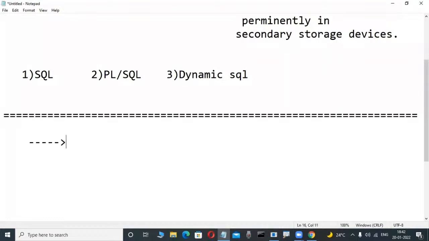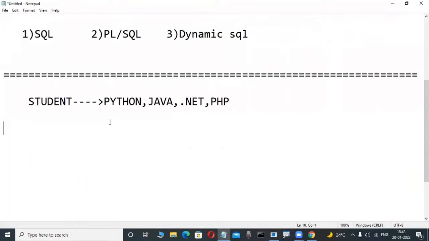First, from a student point of view, I'm telling. Many students are learning courses in front end. Nowadays, they are learning Python, Java, .NET, ASP.NET, and PHP, these types of front-end, web-based applications. These persons are web-based application programmers. Web-based is also possible in Java or Python.